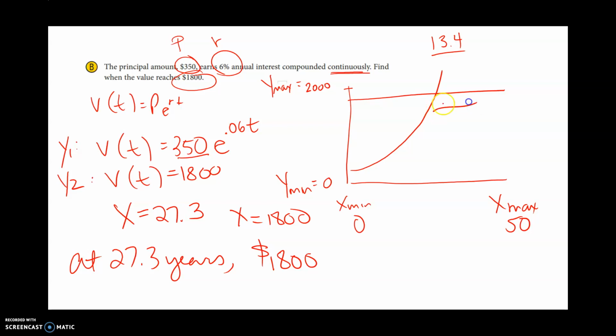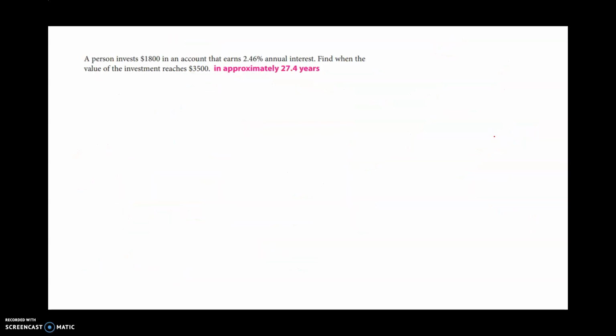We're going to graph the growth or the decay function, and then we graph, most of the time, a horizontal line and look for the intersection. There could be a time where we graph two growth functions and we see where they intersect, but we'll talk about that. The next one says, all right, now it gives us the answer too, so we'll see if we're close. So a person invests $1,800, that's my P, that earns this annual interest. This is once a year. Find when the value reaches 3,500.